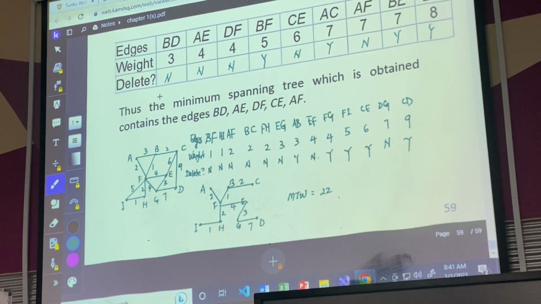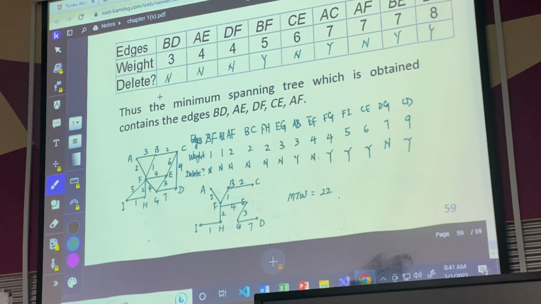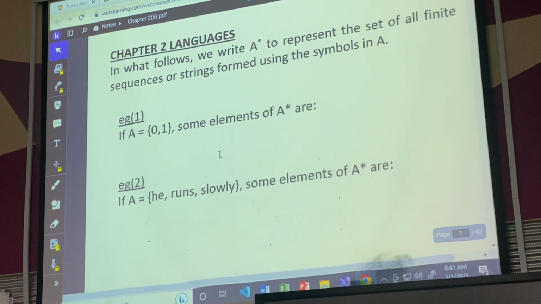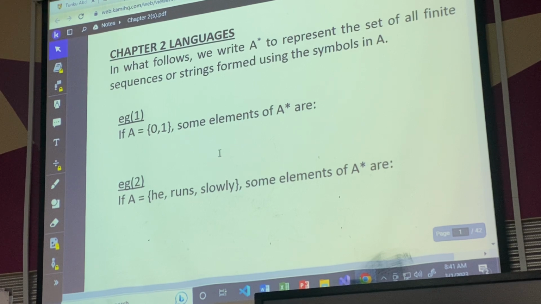Okay, so if no problem, we go to chapter 2. Then you can try the tutorial question in tutorial 2. Now, for chapter 2 here, we will look at what languages are.